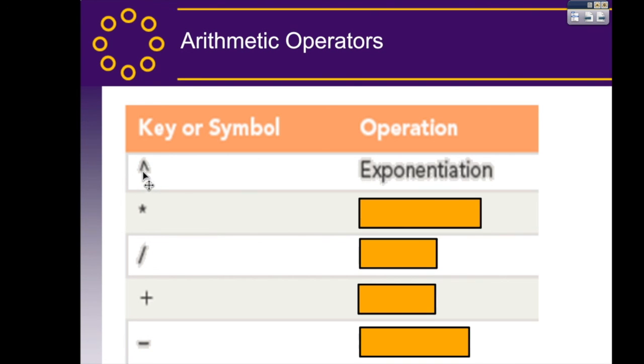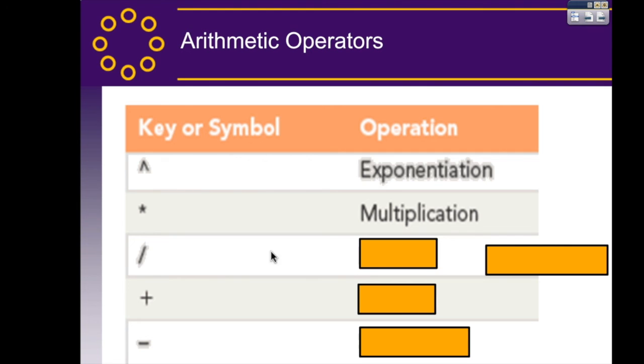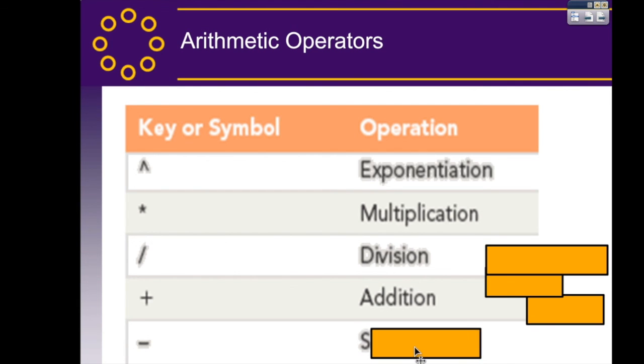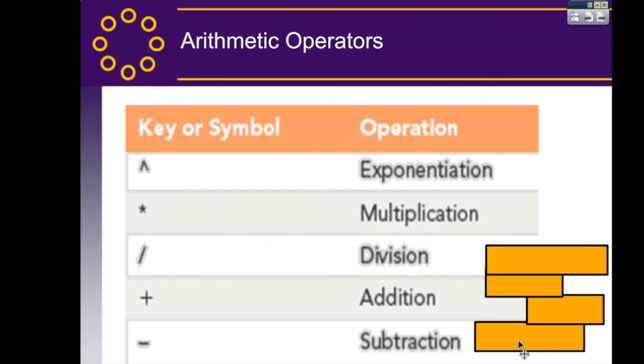All right, so Shift 6 is exponentiation. Let's review the rest. So Shift 8 means times. Good job. So that's multiplication. The slash means we're going to divide. Good. Okay. The plus sign, of course, means you know what that means. We're going to add the two numbers together. And then if you have a minus between two cells, it's going to, yeah, okay. Good job, guys. Subtract.